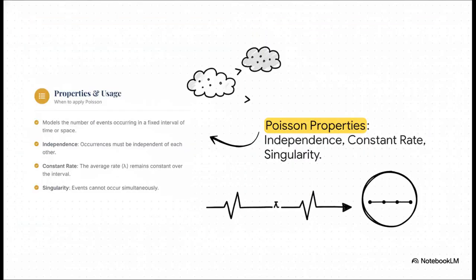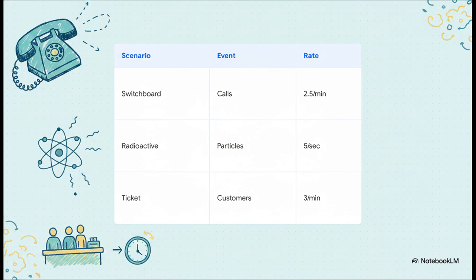Now, just like the binomial model, Poisson has its own strict rulebook you have to follow. First, the occurrences absolutely must be independent of one another. Second, they have to happen at a constant average rate. We usually represent this with the Greek letter lambda. And third, they feature what's called singularity. That sounds pretty sci-fi, but it just means events cannot occur simultaneously at the exact same microscopic fraction of a second. When you follow those rules, Poisson gives business owners and scientists a ridiculously powerful predictive tool.